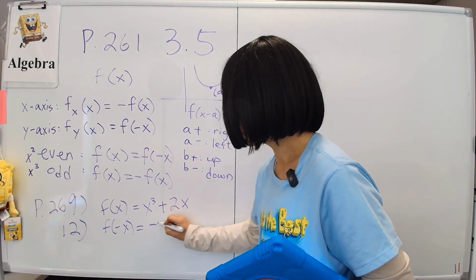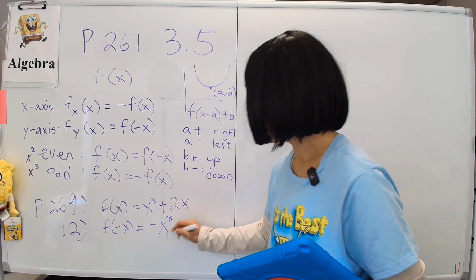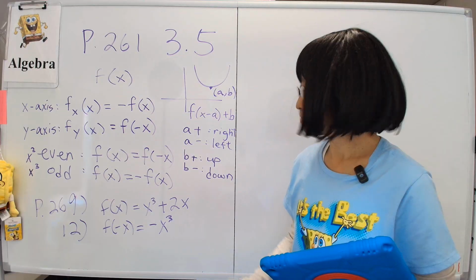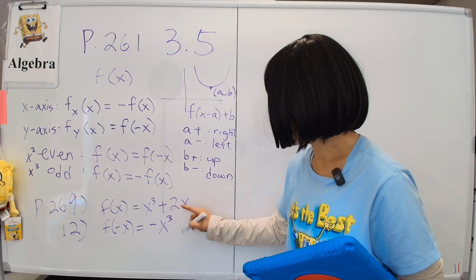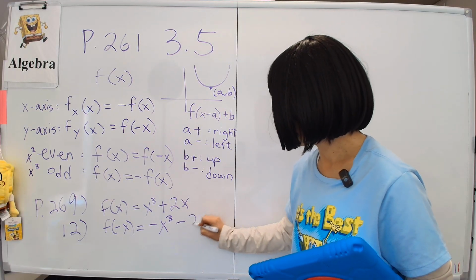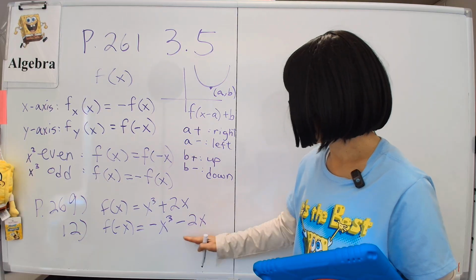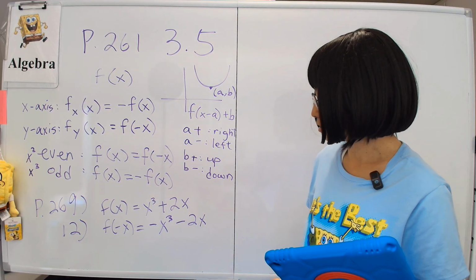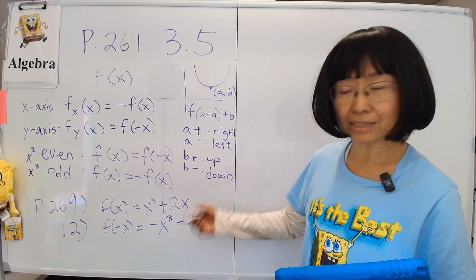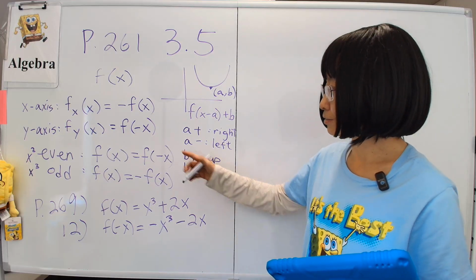So that becomes minus x cubed, because you have 3 negative signs together, and then there's one negative sign, so that changes to minus 2x. Now this does not look like the original function at all, therefore the answer is it's not even. So no for that one.